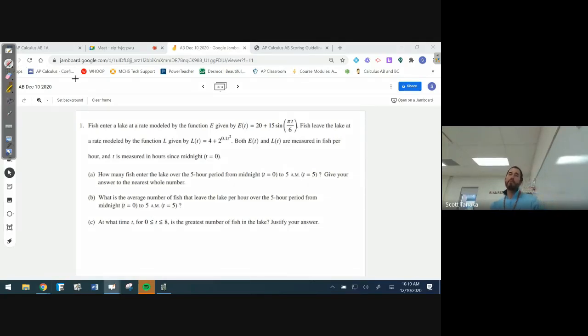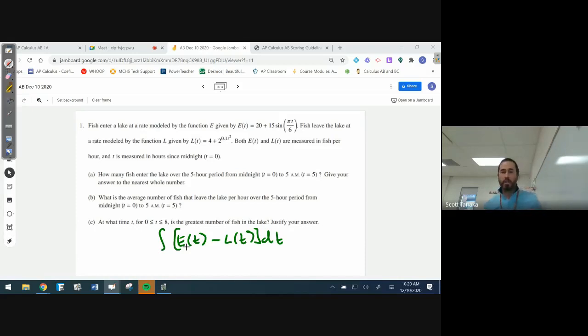All right, here we go. By far the most important one is part C. Greatest number of fish. This is an optimization problem. I need to know at what time we have the greatest number of fish. So in your head, you should say, how do I get the number of fish in the lake? The way you get the number of fish in the lake is the integral of the rate that they enter minus the rate that they leave. That should kind of make sense. Give me a thumbs up if that makes sense. To get the number of fish, you've got to do the integral, because if I just use E of t and L of t, those are just fish per hour. I need to know when I have the greatest amount of fish in there.